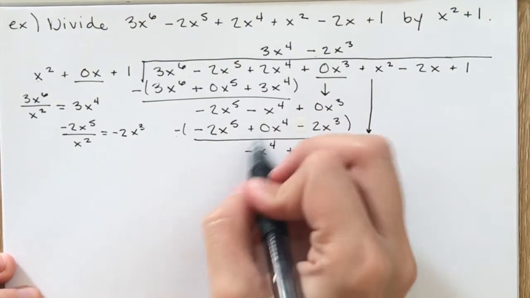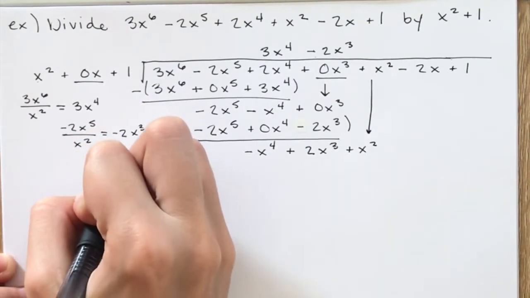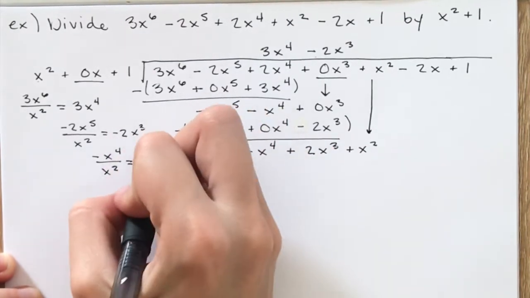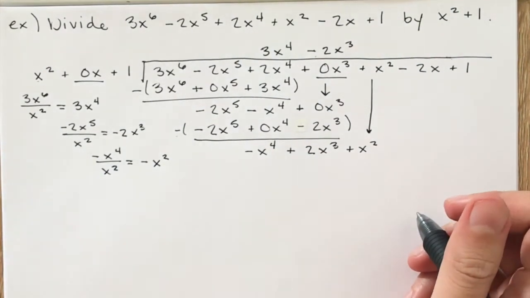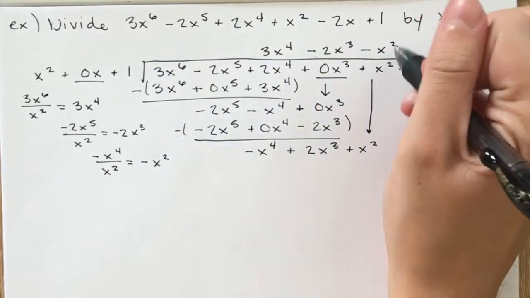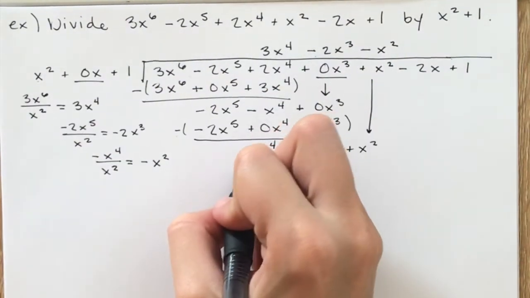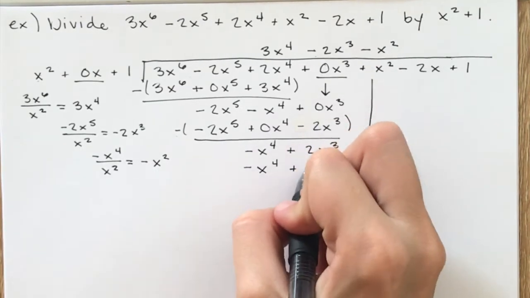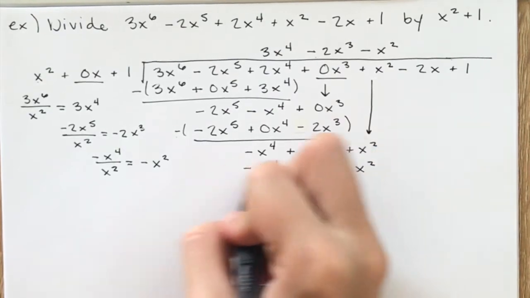And we start again. So dividing first term by first term, we have negative x to the 4th divided by x squared. There are 4 x's on top, 2 x's underneath, so we end up with 2 x's on top. Negative x squared needs to go above positive x squared. We multiply by our divisor. So we have negative x squared times x squared, so negative x to the 4th. These match, that's good. Plus 0x cubed minus x squared.